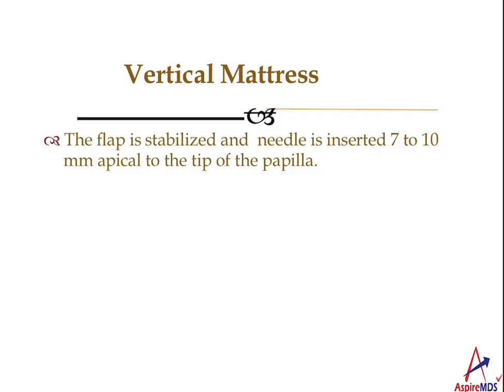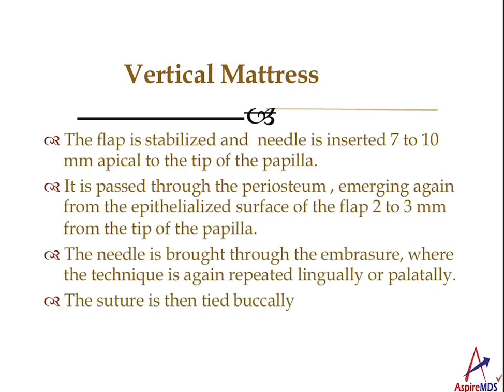In the vertical mattress, the flap is stabilized and the needle is inserted about 7 to 10 mm apical to the tip of the papilla. It is then passed through the periosteum, and emerges again from the epithelial surface of the flap 2 to 3 mm from the tip of the papilla. The needle is brought through the embrasure, where the technique is repeated lingually or palatally. Then the suture is tied buccally.